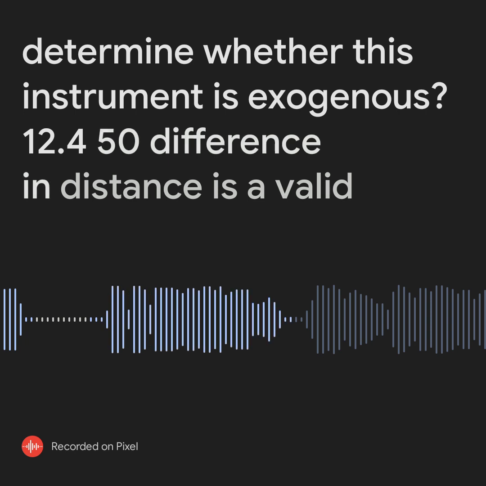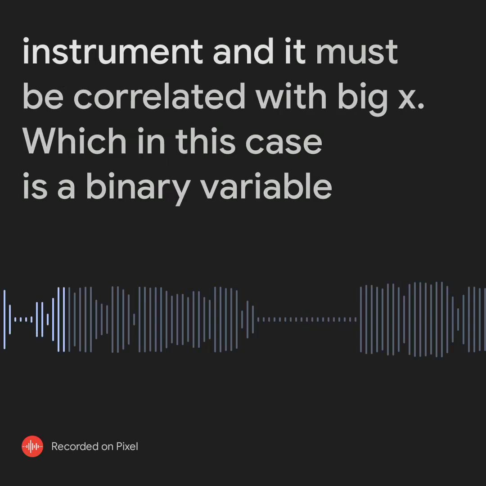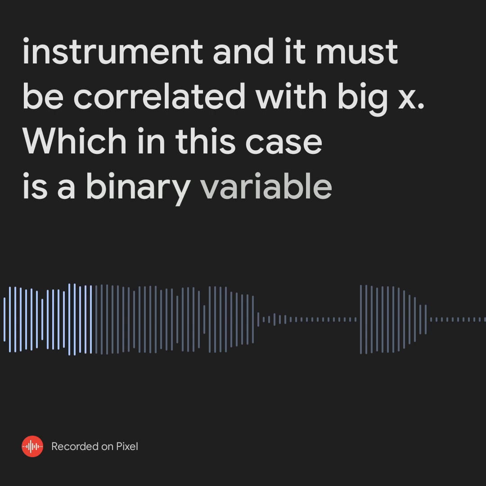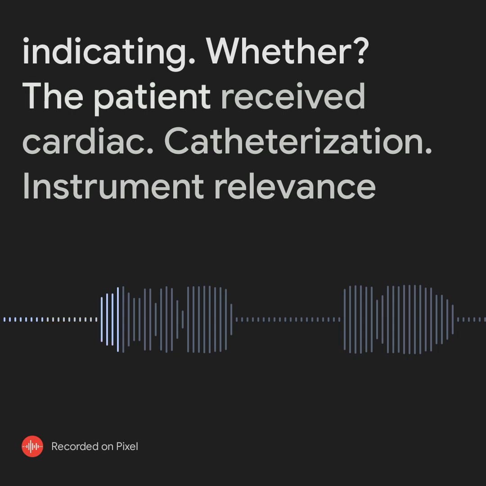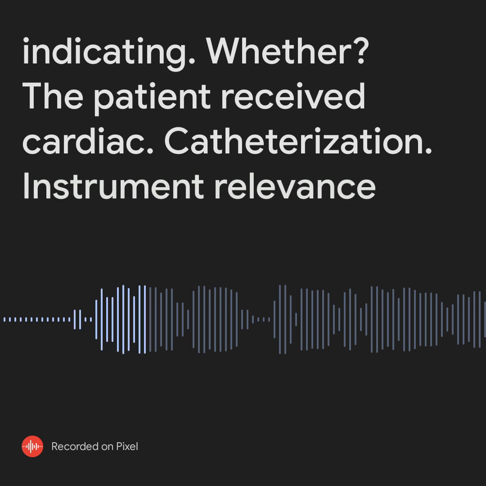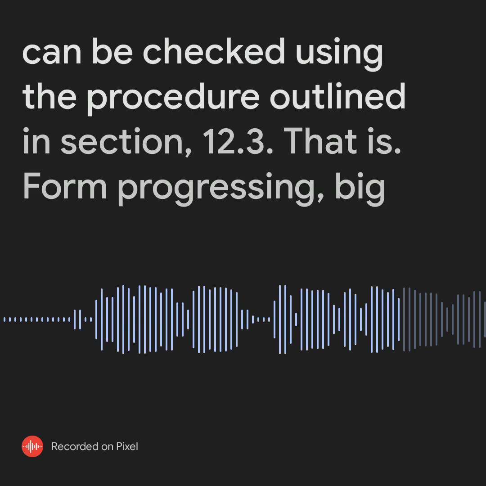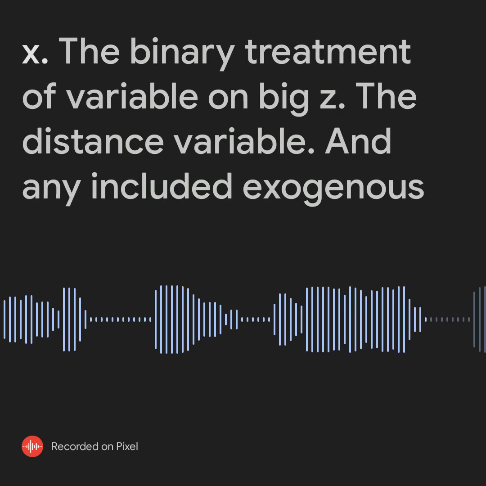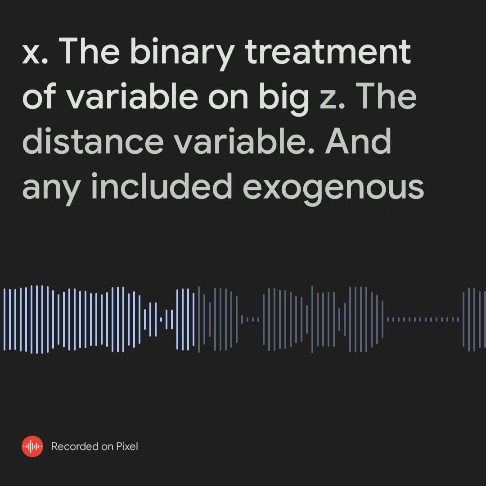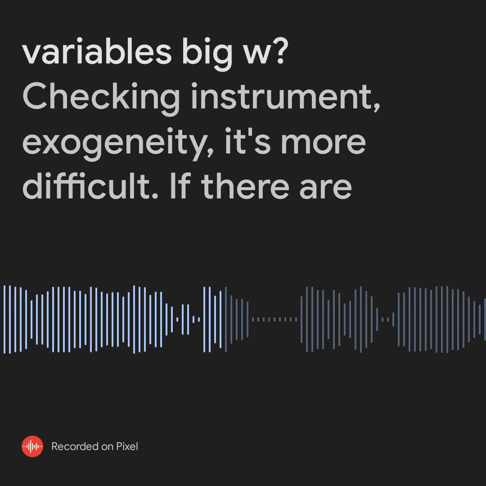Answer 12.4. If the difference in distance is a valid instrument, then it must be correlated with big X, which in this case is a binary variable indicating whether the patient received cardiac catheterization. Instrument relevance can be checked using the procedure outlined in section 12.3. That is, form regressing big X, the binary treatment variable, on big Z, the distance variable, and any included exogenous variables, big W. Checking instrument exogeneity is more difficult.